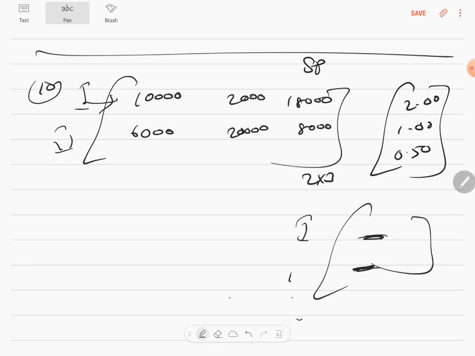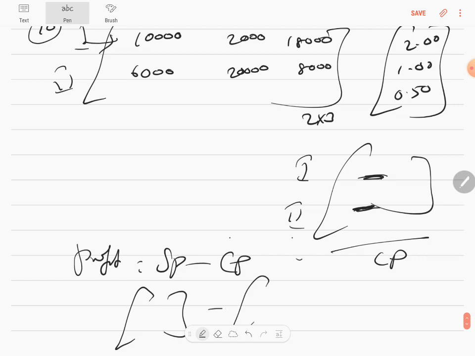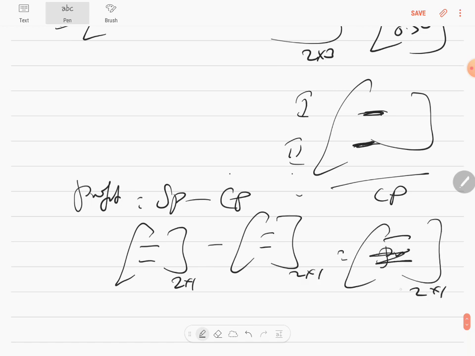This is in market 1 and market 2, and you can add up to get the total cost price. And the previous answer and this answer, if you subtract, you get the profit. Profit is selling price minus cost price, which will come as matrices, there will be 2 by 1 and a 2 by 1, so that you get the profit as 2, this is again a 2 by 1, and you add, you get the total profit. It's as simple as that.